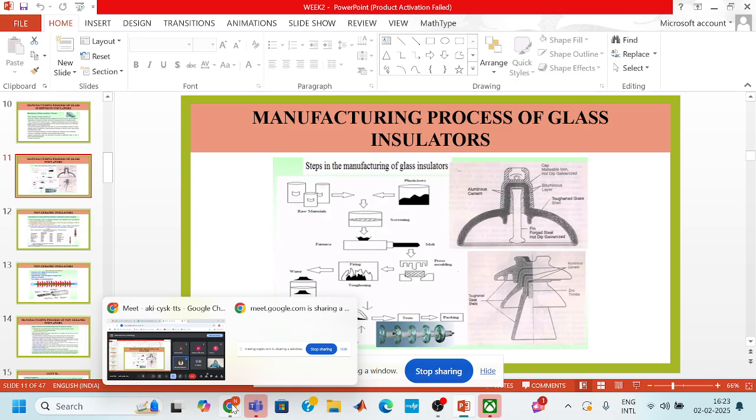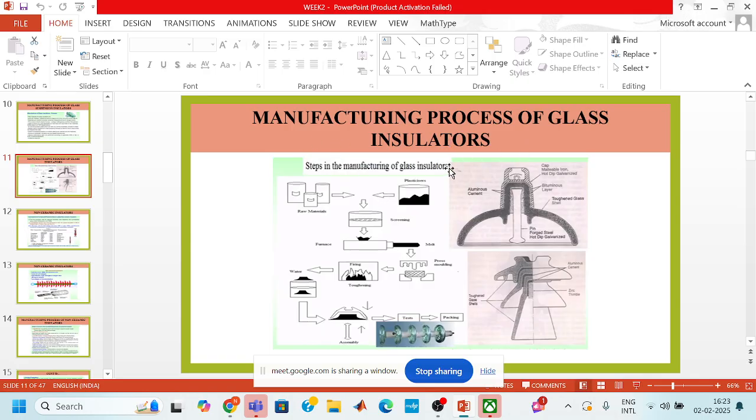So this is the manufacturing process of glass insulators, in which you see the steps. In manufacturing of glass insulators, we take the raw materials, then mix the powder, and after that is screening, and send it to the furnace, and the melting process is done. After finalizing all the methods, we test and package it.